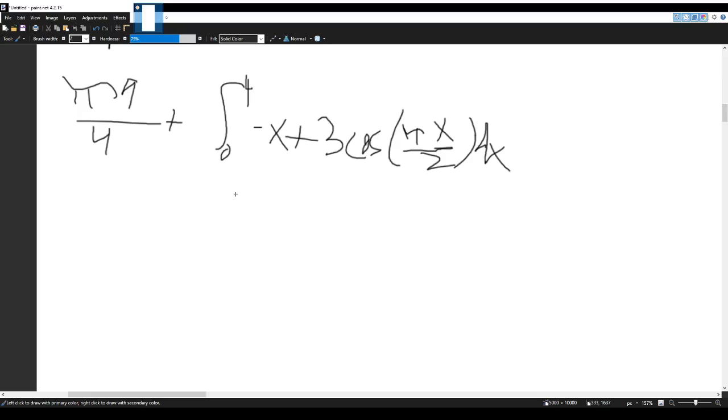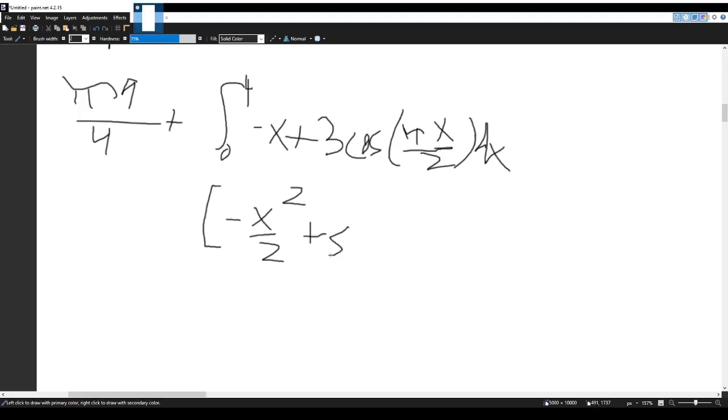If you're looking for the antiderivative of this, of course, this is just negative x squared over 2, because that would make negative x. And this one is a little bit more complicated. So if we take the antiderivative, it's going to be sine, something sine.